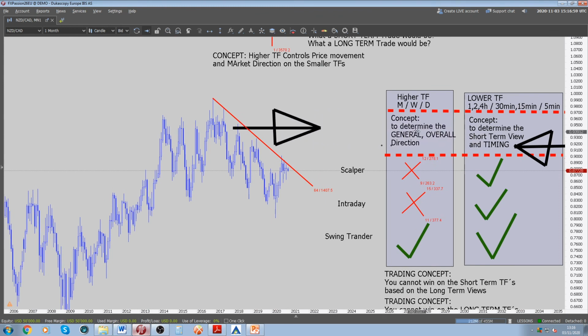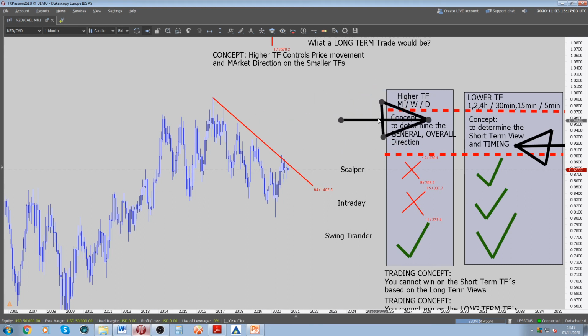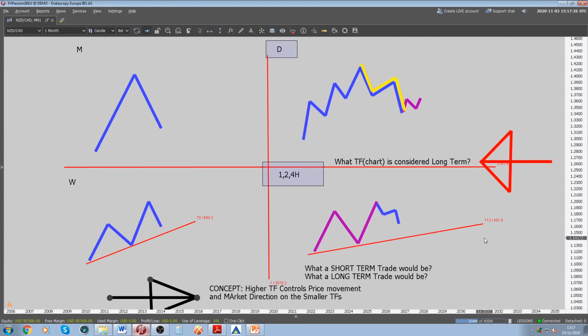The long-term charts or time frames are the monthly, weekly and daily. Okay, those are the long-term. Why are those the long-term? Because they determine the overall general direction. Why are they determining the general overall direction and not the lower time frame? Because the higher time frame controls price movement and market direction on the smaller time frame. So if this is true, what would the long-term trade be? Don't worry, there is no right or wrong. Okay, which one? Husnain says short.